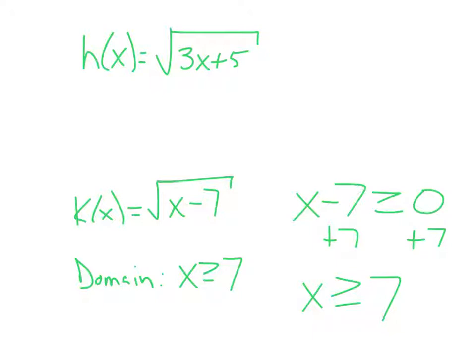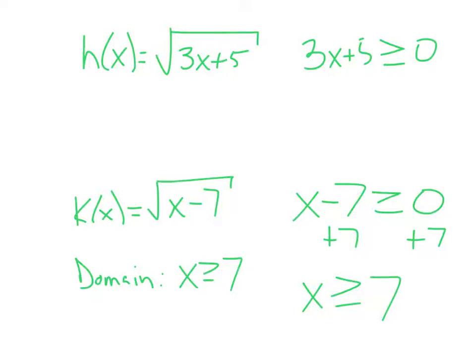So if we move back up to h of x, we're going to do the same thing. We have to have positive values in here. And so we can plug in all kinds of values for x as long as they don't produce a negative, because again, we won't be able to take the square root of a negative number. So let's just find out what our limit is. Where does that start happening? So you write this out. 3x plus 5 has to be greater than or equal to 0.